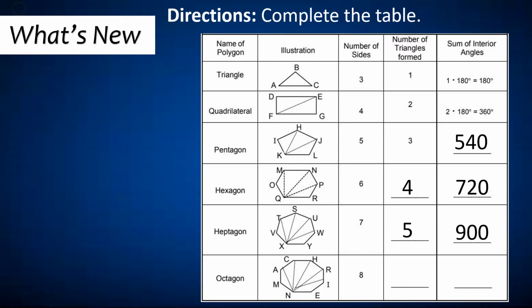Next is octagon. Nadagdagan ulit yung sides niya ng isa. Therefore, madadagdagan din yung triangle niya ng isa. At yung ita-times mo sa 180 is yung 6. So, 6 times 180 is equal to 1,080.